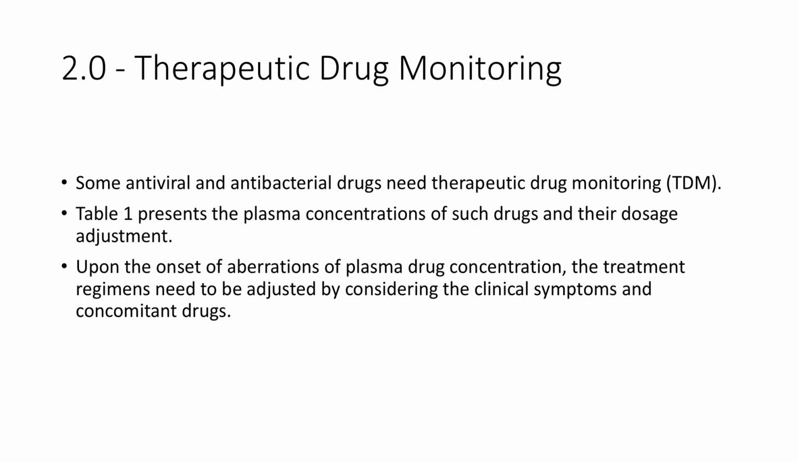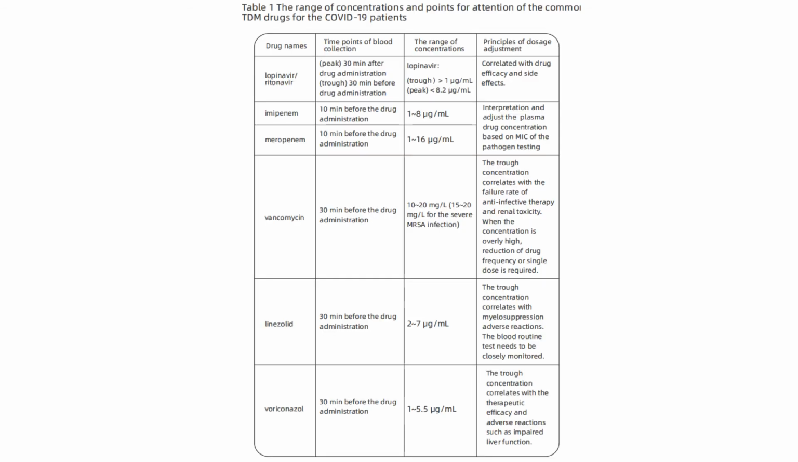2.0 Therapeutic drug monitoring. Some antiviral and antibacterial drugs need therapeutic drug monitoring, TDM. Table 1 presents the plasma concentrations of such drugs and their dosage adjustments. Upon the onset of aberrations of plasma drug concentration, the treatment regimes need to be adjusted by considering the clinical symptoms and concomitant drugs. Table 1 is the range of concentration and points for attention of the common TDM drugs for the COVID-19 patients.